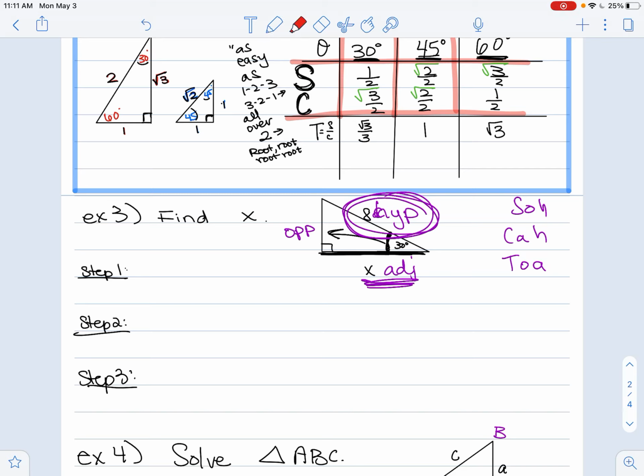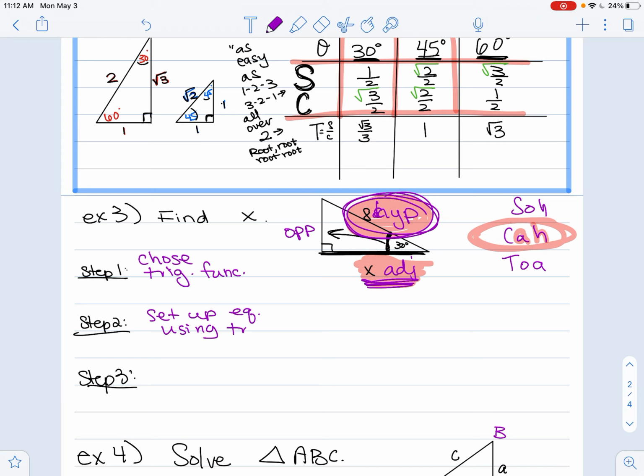So remember, we've got the hypotenuse side given to us, and we're looking for the adjacent side. Which one of these trig functions deals with the hypotenuse and the adjacent? I see a hypotenuse here and an adjacent here, so we are going to choose cosine. So for step 1, we're going to choose the trig function to use. Once we're done choosing it, we're going to set up the equation using the trig function, okay?